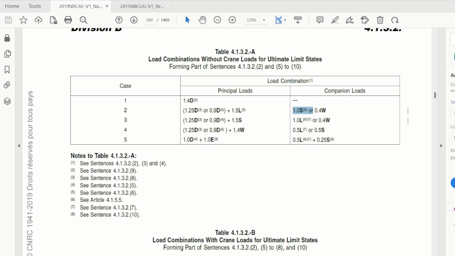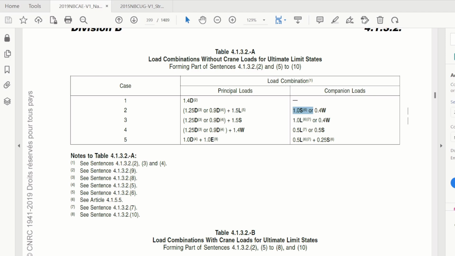But since our funding load is higher than this snow load, then we have to add one more combination, say 2A. Our 2A is 1.25 dead load plus 1.5 funding load. So that is your second load case when you design your roof structure. We included this funding load just because our load at the very bottom is higher than the snow load.